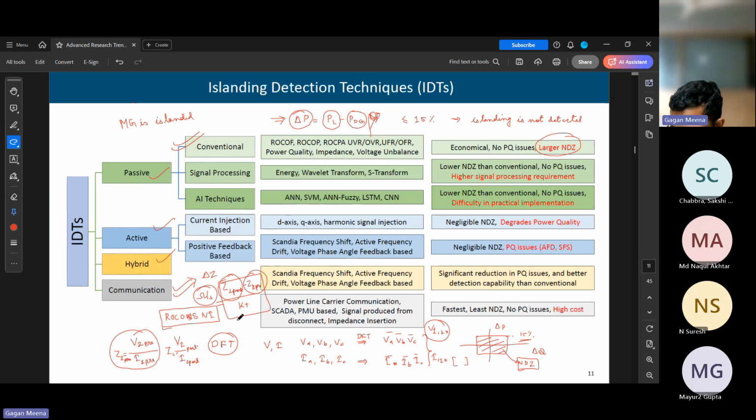So this technique, the rate of change of negative sequence impedance technique, works even for 0% mismatch in the power. This is also a passive technique, but it still works for 0% power mismatch, so it's an improved version of these techniques. But the problem here is how to decide the threshold. Now we have found delta Z, and we need to set a threshold beyond which we will accept the event as an islanding event.